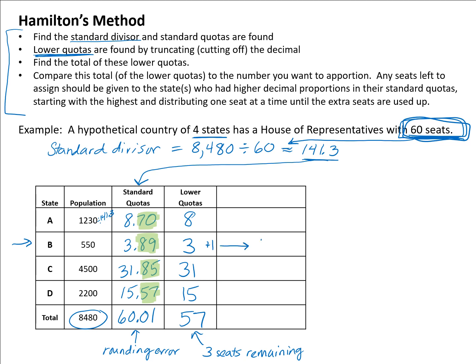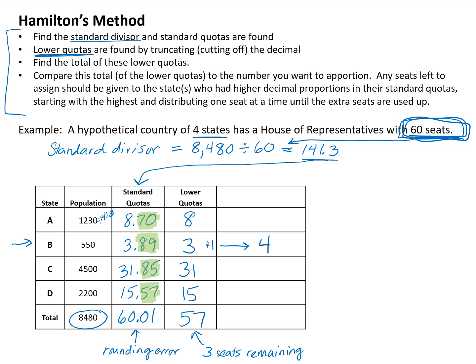So state B would get 4 seats instead of 3. But now you still have 2 seats remaining. So what you now do is you say, well, okay, let's give another extra seat to one other state. We don't want to go crazy and give any state a whole bunch. We just want to portion them out one at a time.